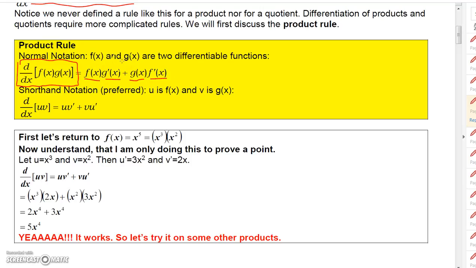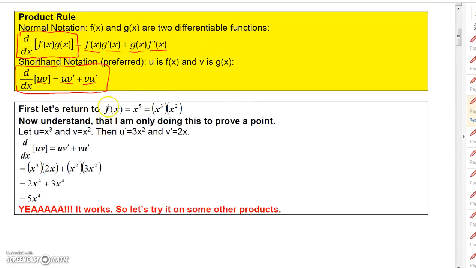Now you can write these two terms in reverse order and it still works because addition and multiplication are commutative. But you have to make sure that in one term you're taking one of the functions and the derivative of the other, and in the other term you swap them. Now some students prefer this shorthand notation where you say, I want to find the derivative of u times v, where u and v are just two functions. So the derivative of uv would be the function u times the derivative of v plus the function v times the derivative of u.